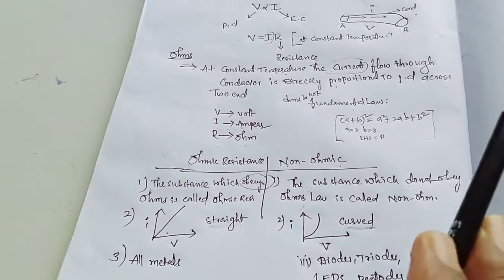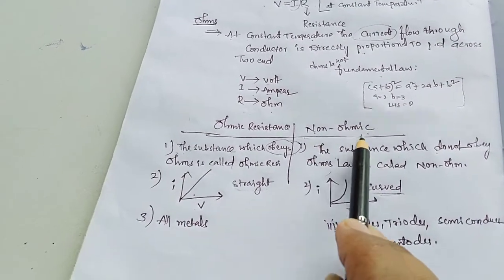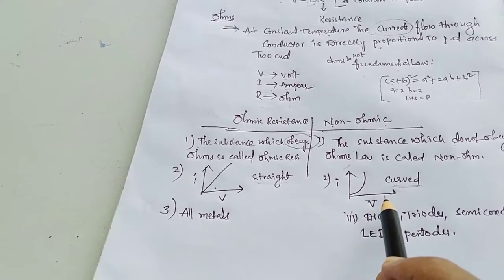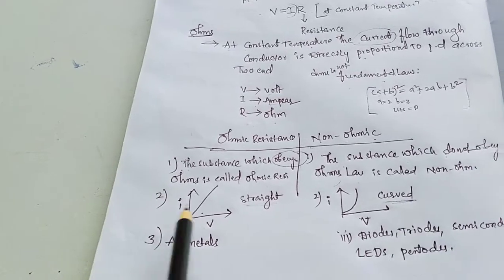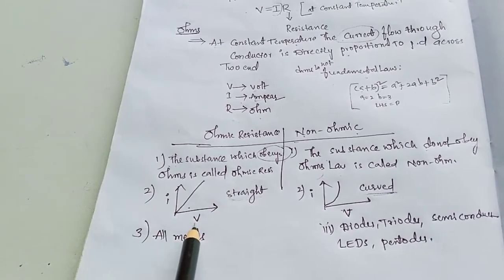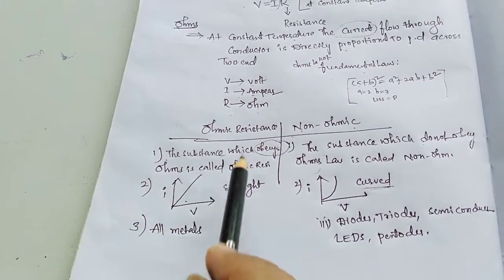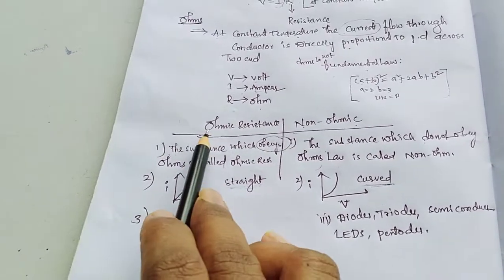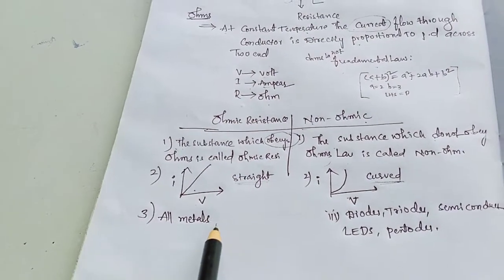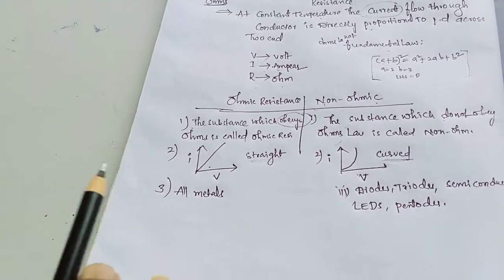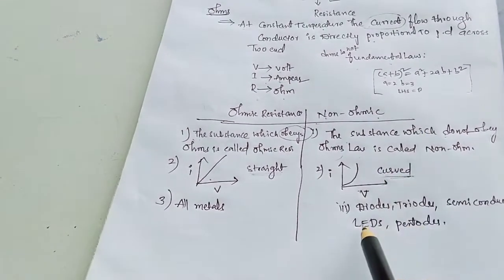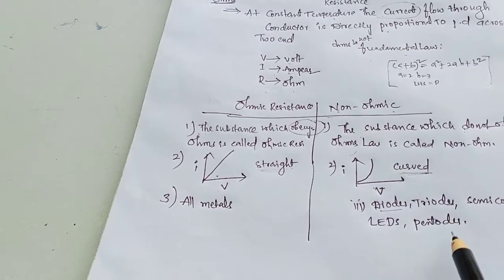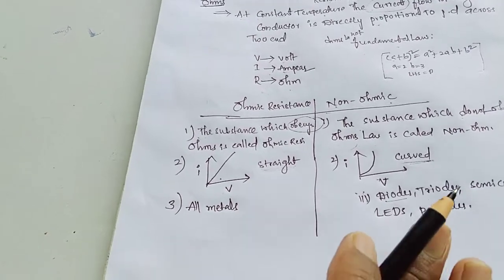In an examination they may ask which line we get between electric current and potential difference in non-ohmic resistance. That is the curved line. For ohmic resistance we get a straight line. Ohmic resistance is followed by all metals. Non-ohmic resistance is followed by diodes, triodes, semiconductors, LEDs and pentodes. So it is a very important question.